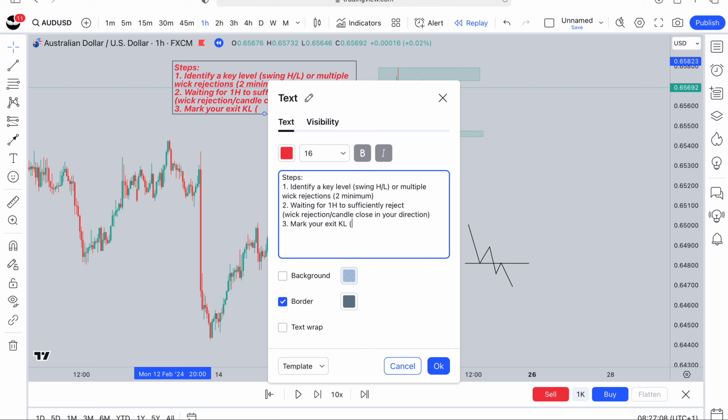And your exit key level equals the key level that will give your trade problems. So see if you can get profits or break even beforehand, before it reaches.